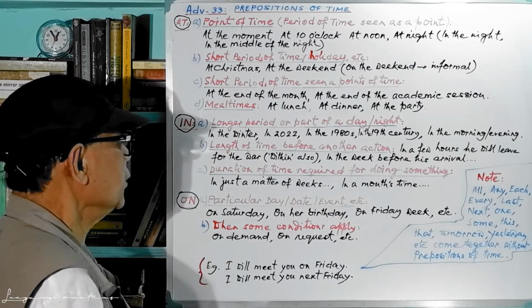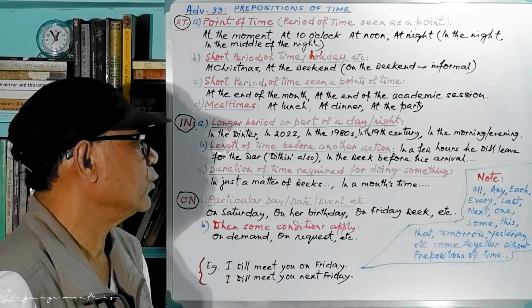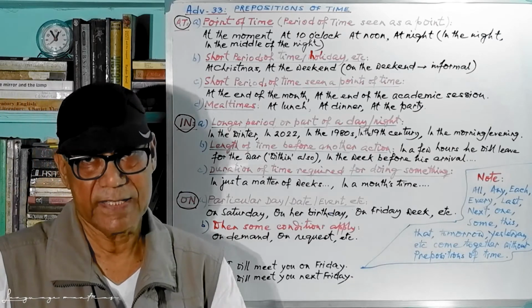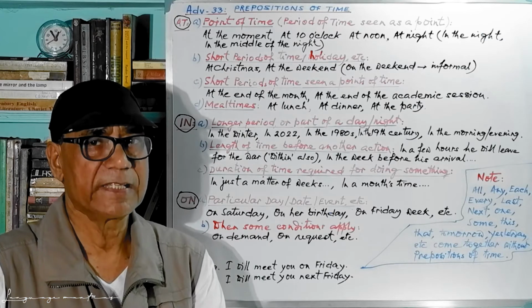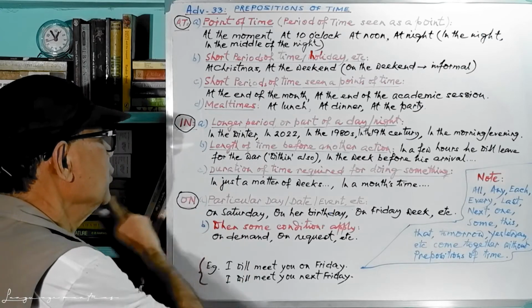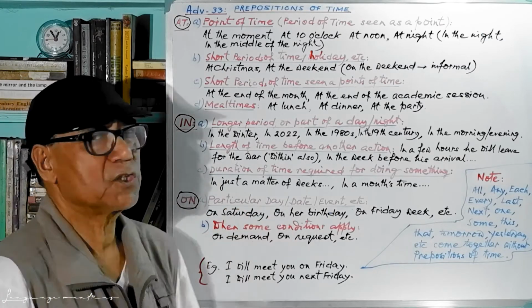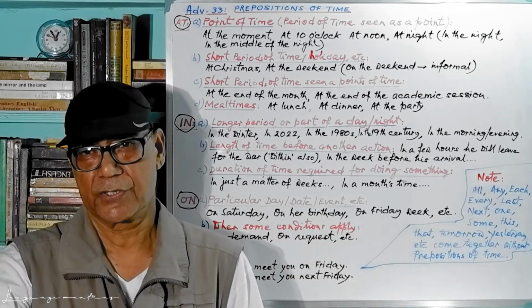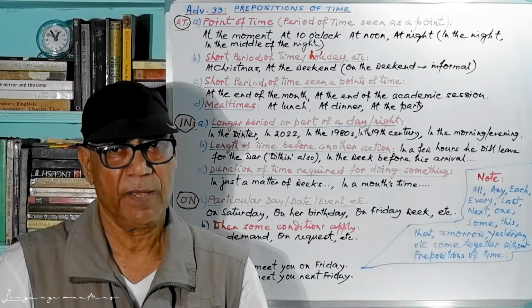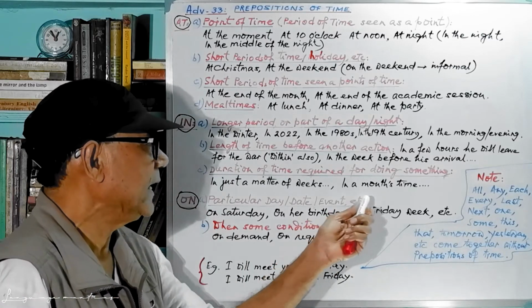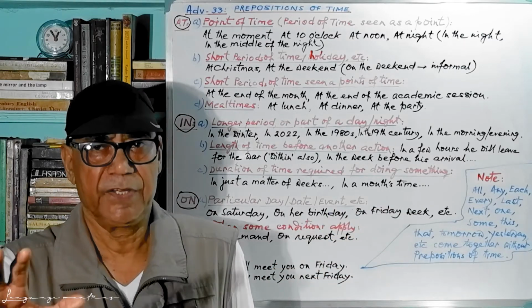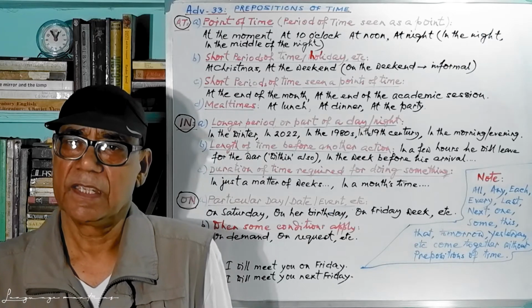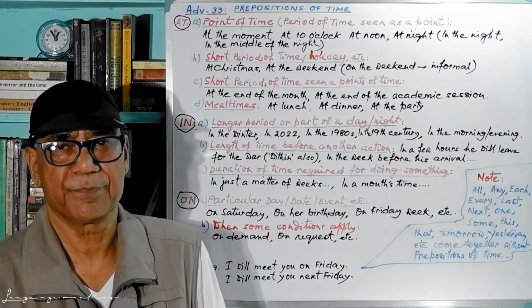Now come to C, duration of time required for doing something. You need some time for doing something. In that case, we use in. In just a matter of weeks. Okay, fine, I'll do it in just a matter of weeks. Or in a month's time, I'll complete the assignment in a month's time.